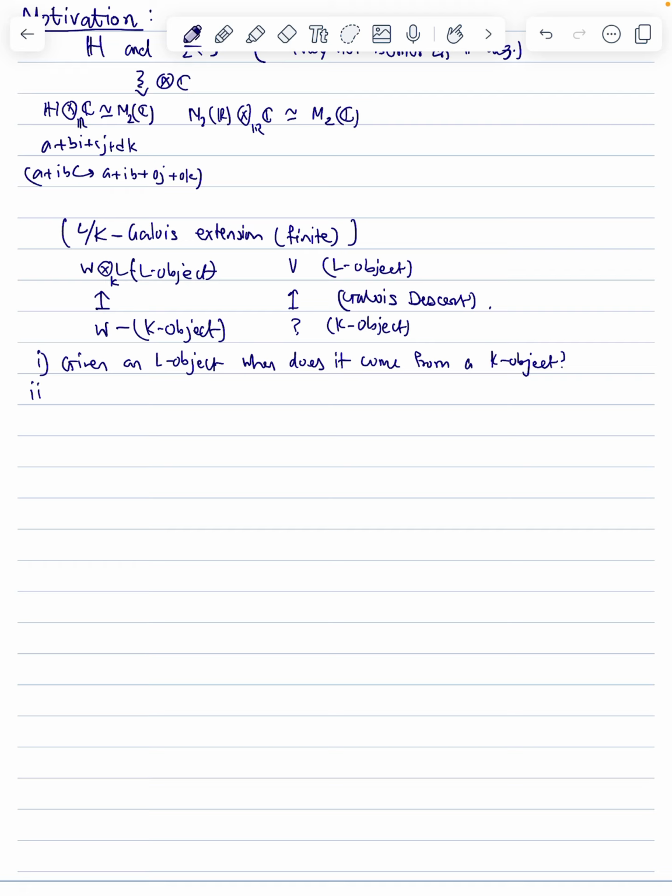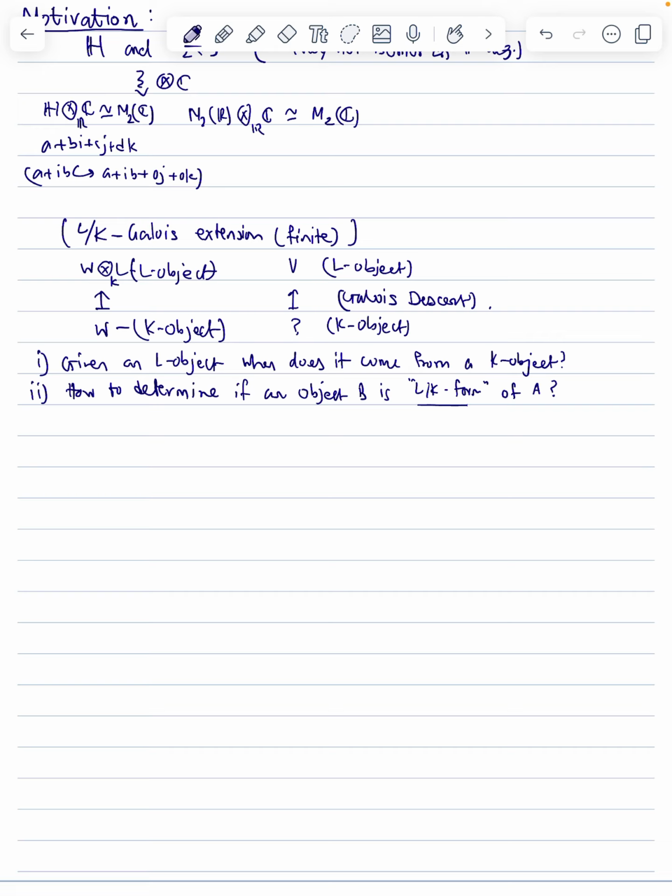Secondly, how to determine if an object B is an L over K form of some K object A. I will define what it means. L over K form means another K object B, such that when you tensor it with L, that becomes isomorphic to A tensor L.